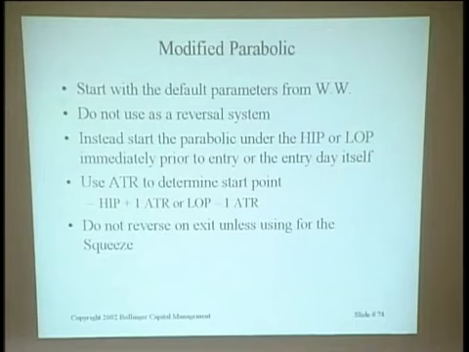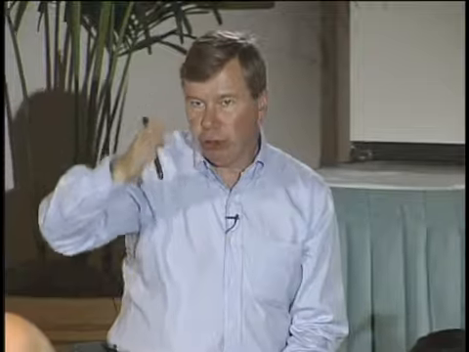So, do not use as a reversal system. Instead, start the parabolic under the hip or the lop immediately prior to entry or on the entry day itself. I'm giving you two choices, and that's because we'll come out of two different kinds of systems. If we come down to a real sharp turn and then roar right back, then I want you to start it underneath the lop. Or if we go straight up into the moon and then come straight back down, I want you to start it above the hip.